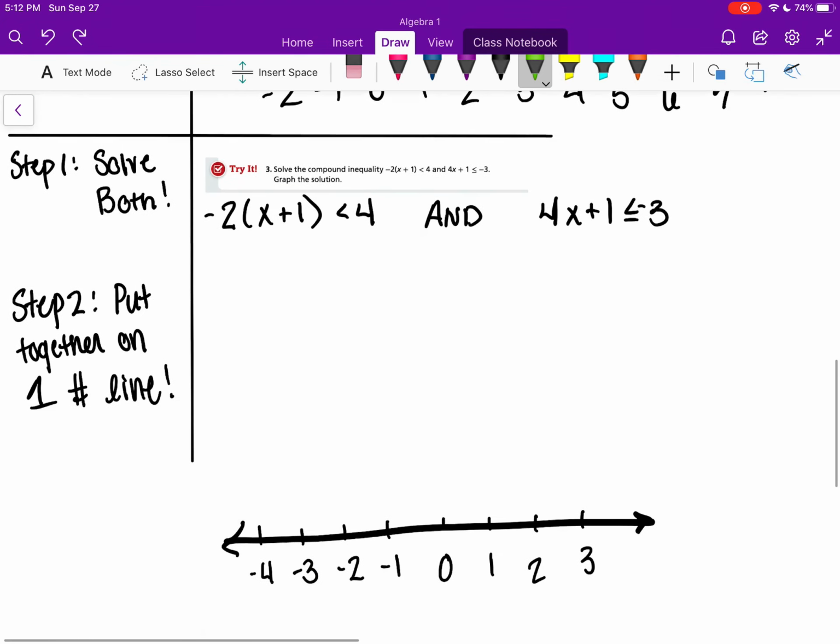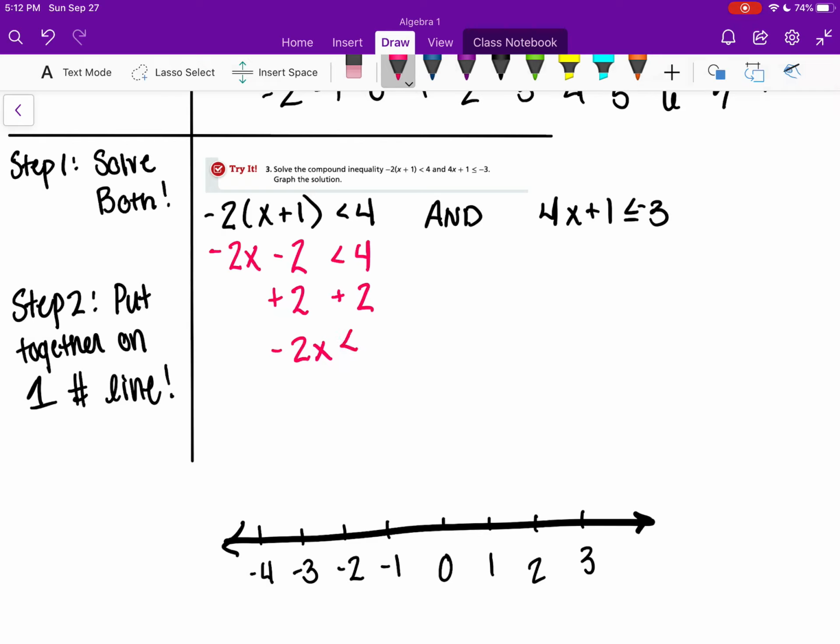So you're going to notice that the problem looks really similar. It gives you 2 equations, but it says the first equation and the second equation, and we're going to graph that solution. And our first step is to solve like normal. So let me distribute that negative 2. Negative 2x minus 2 is less than 4. Add 2 to both sides. Negative 2x is less than 6.